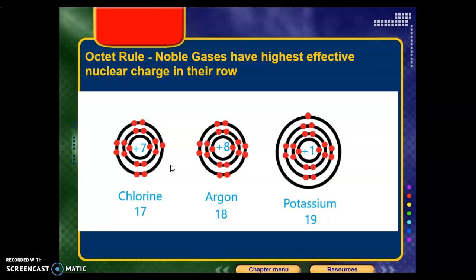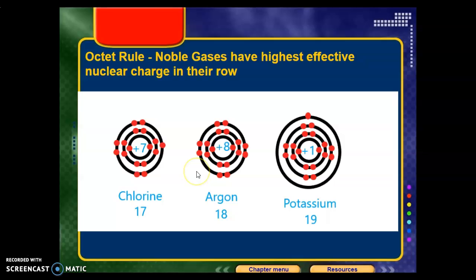If you look at the outermost energy level of chlorine, there are 7 valence electrons, and the effective nuclear charge that those electrons feel is +7. So +7 is the pull that they feel for the nucleus, right? The attraction, because electrons are oppositely charged from protons, and there are 7 extra protons in the nucleus, and there are 7 electrons on the outside energy level.